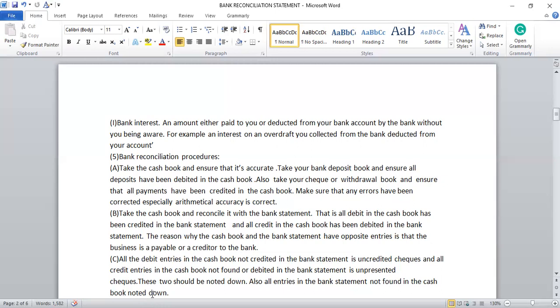Let me go over again. Unpresented checks means that you have credited an amount in your cash book, but it has not been debited in the bank statement. It has not been presented, so it has not been debited in the bank statement. It is called unpresented checks. Okay. When you debit your cash book and it has not been credited in the bank statement, we call it uncredited checks. I hope it is clear. Okay. Then apart from that, you know these two down, the unpresented and uncredited. Then any other entries in the bank statement but not in the cash book should also be noted down.